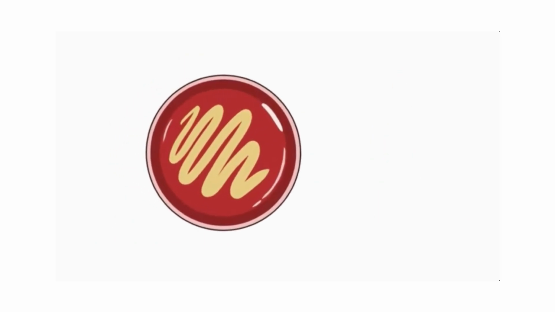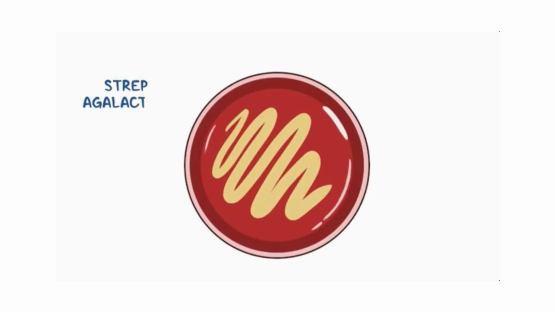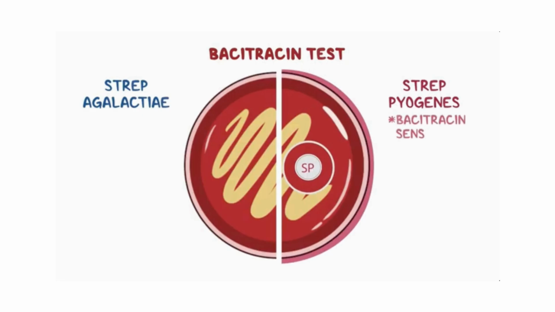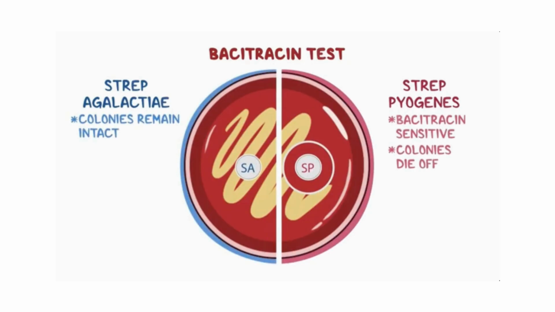But some other Streptococcus species, like Strep agalactiae, are also beta-hemolytic. So a bacitracin test is done to distinguish strep pyogenes. That's when a disc of bacitracin is added to the blood agar. Strep pyogenes is bacitracin sensitive, so the colonies die off, whereas with Strep agalactiae, the colonies remain intact.